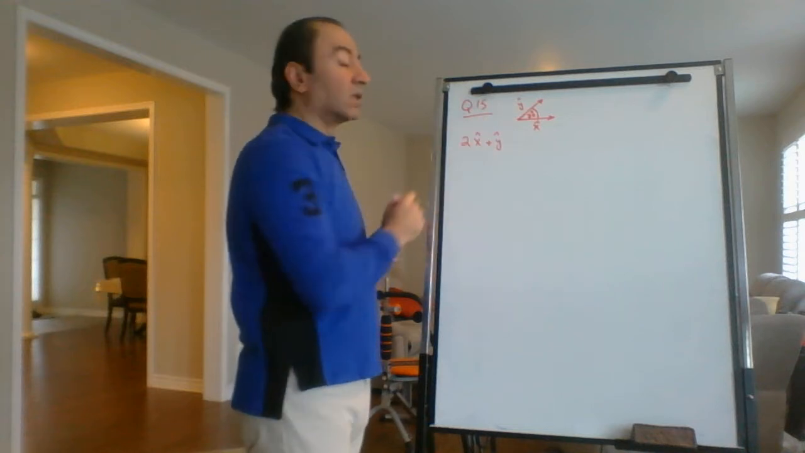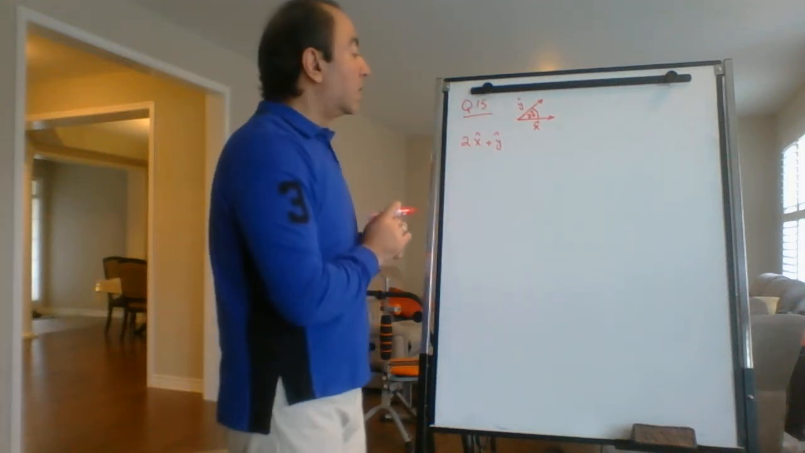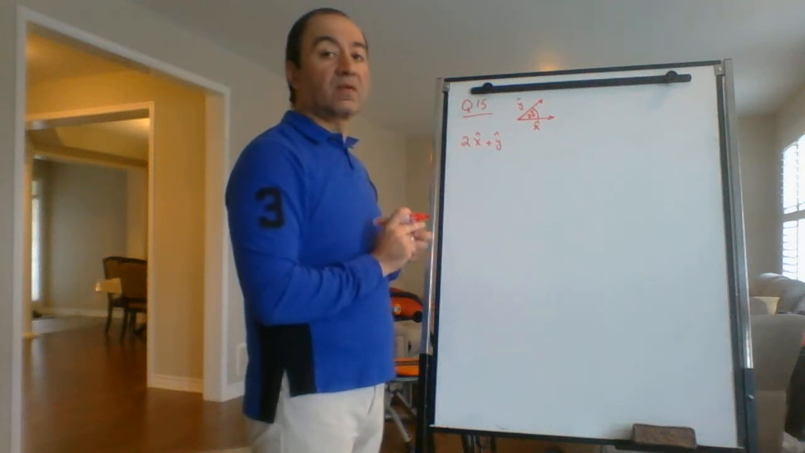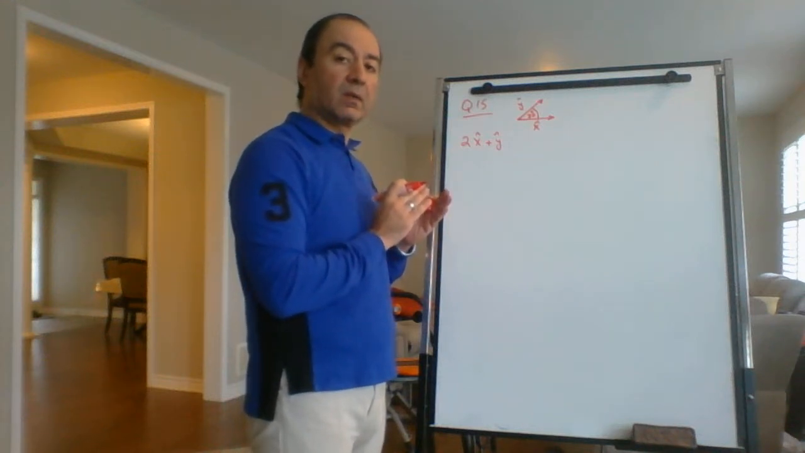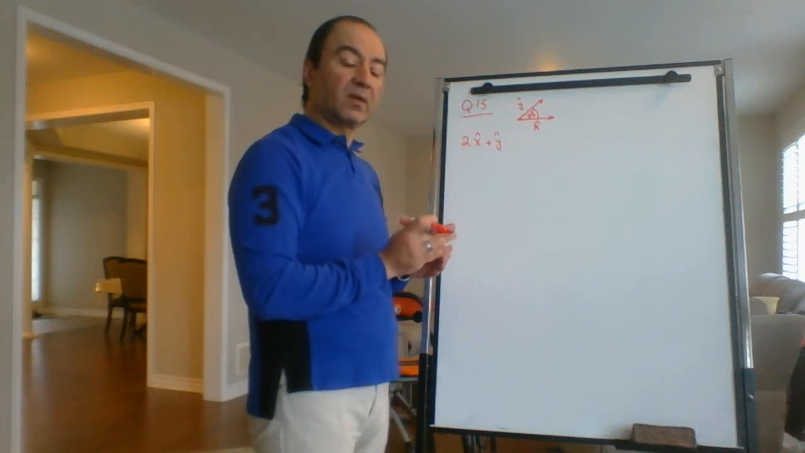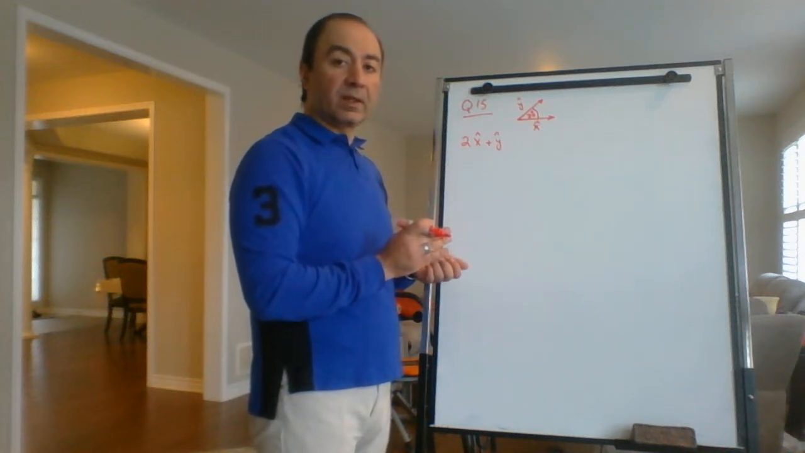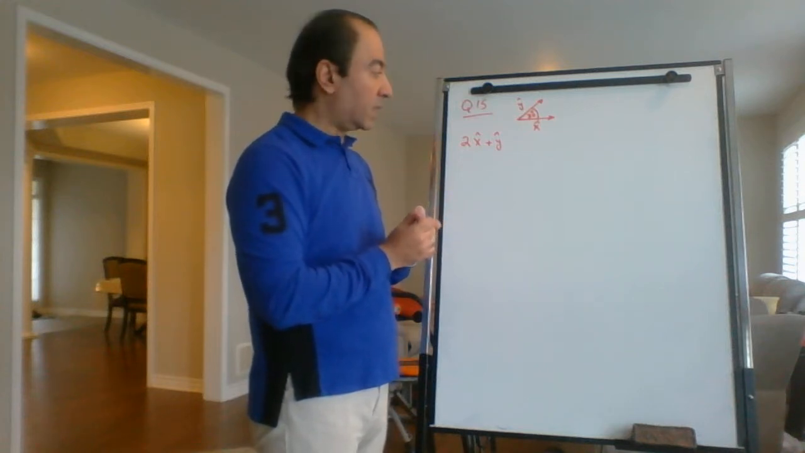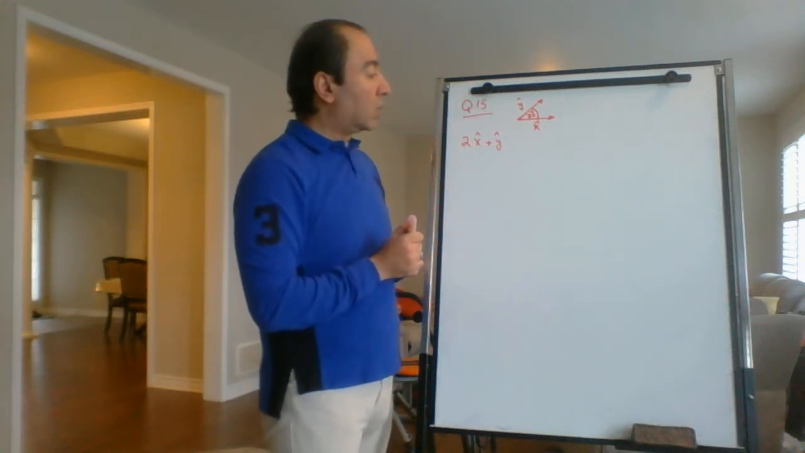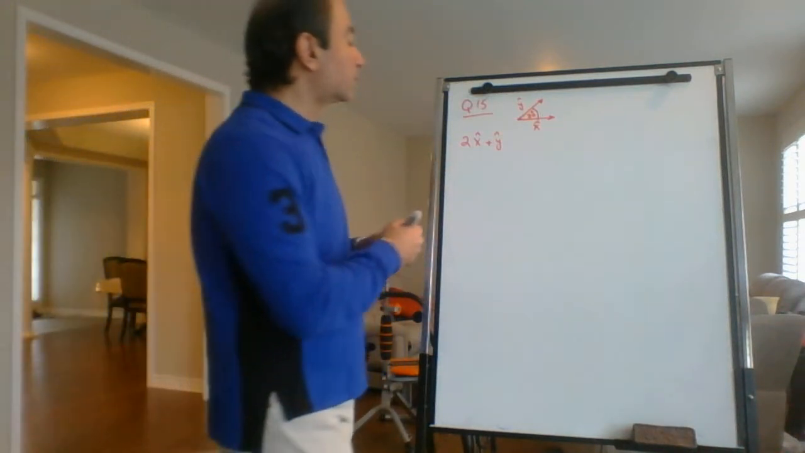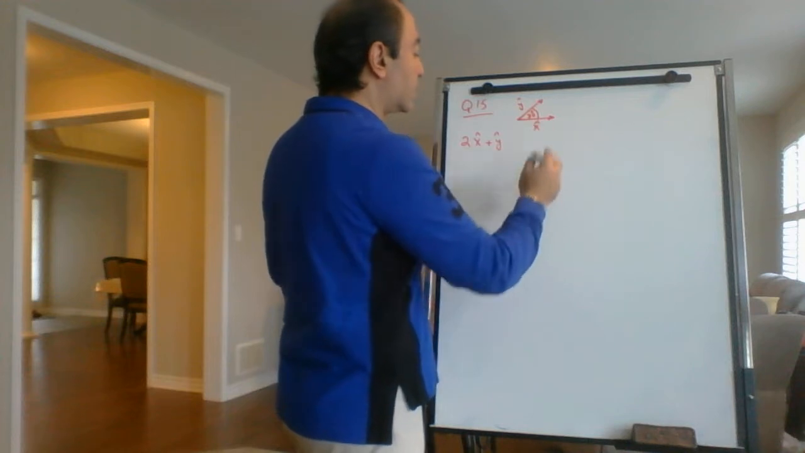When I say resultant vector, I mean the magnitude of the vector and the direction of the vector, because all vectors have magnitude and direction. That's what makes them different from scalars, okay? So how do we do this? The first thing, I will draw a vector that represents 2x.